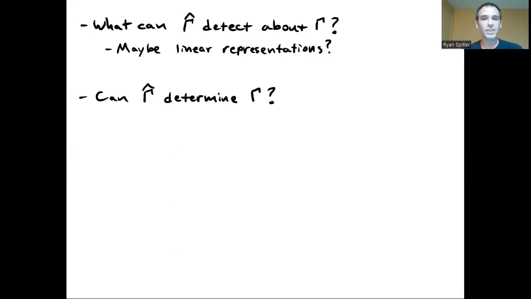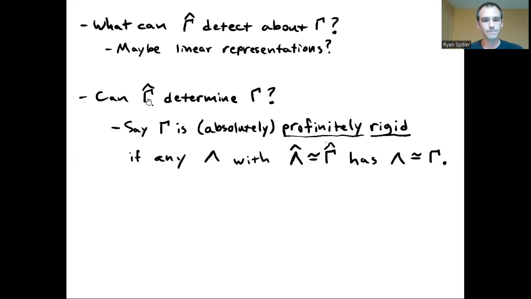And the best answer to what the profinite completion can detect about gamma, maybe the best answer you could get, is that it can actually determine gamma. So one can ask, can gamma hat determine gamma? Can the profinite completion determine gamma, up to isomorphism? Is gamma the only group with that as its profinite completion? So can this happen?